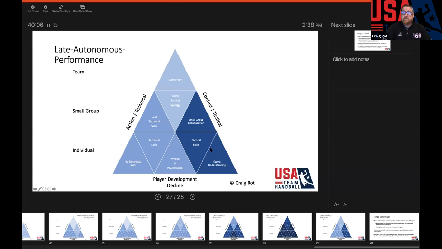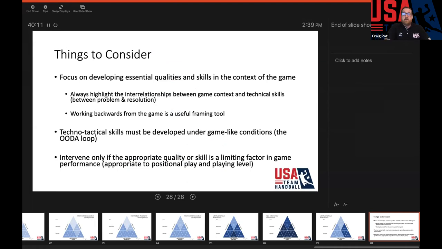And it's important to remember this, because tomorrow we're going to discuss this more. And so as I end today, I really want you to consider something. Focus on developing essential qualities and skills in the context of the game. That's the most important thing you can do. Everything needs to be in the context of the game. Even if you're just isolating, you're not adding a game to it, it's a technical drill, you should be speaking. Remember, when you face this, remember what that guy did. All that information is huge as a coach to a player, but as a player, it's huge to know. Always highlight the interrelationships between game context and technical skills, between problem and resolution. And then it's a useful framing tool to work backwards from the game.